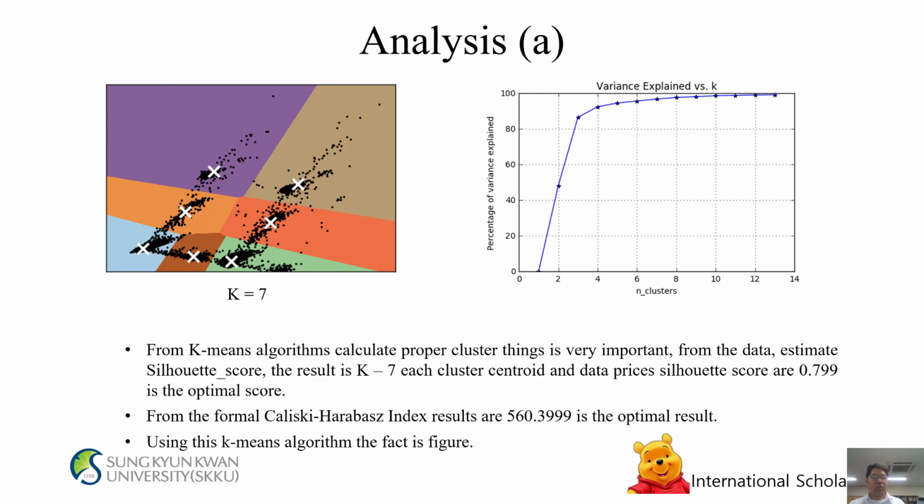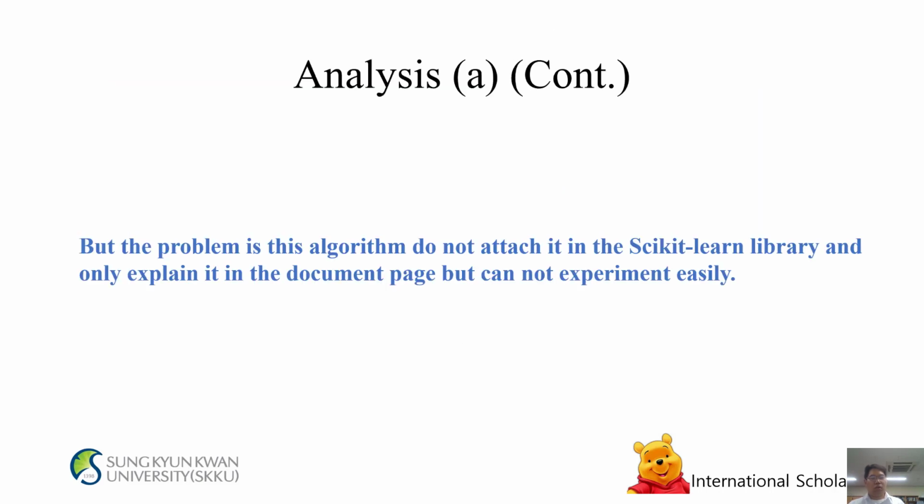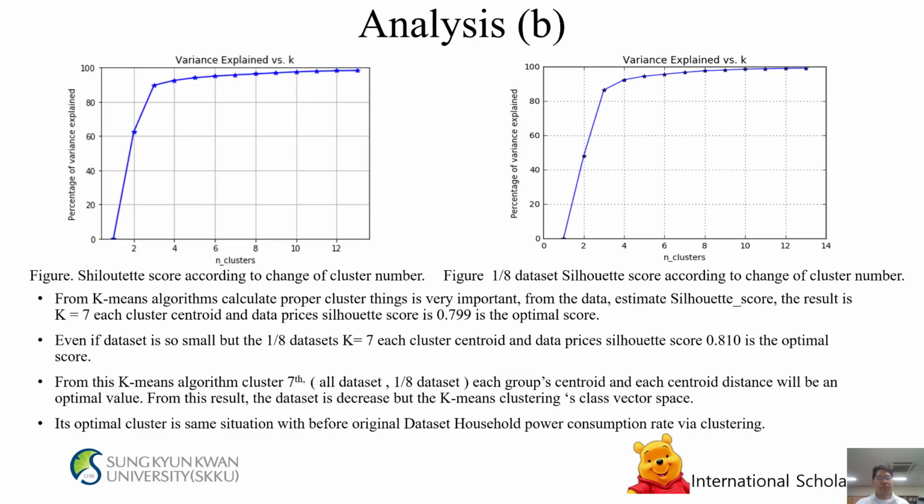From the Calinski-Harabasz index, the result is 560.3999, which is the optimal result. This is the figure using the K-means algorithm. Analysis A continues. But the problem is that this algorithm is not attached in the scikit-learn library and is only explained in the documentation page, but it cannot be explained easily.